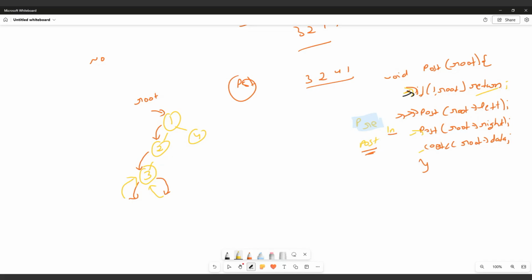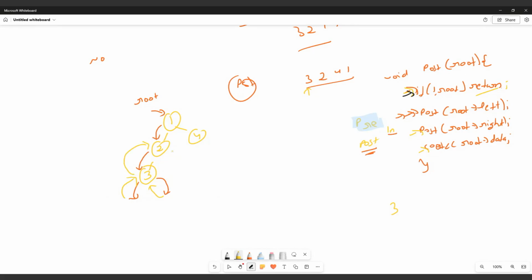Now this line would get executed: print the root's data. What is the current root? 3. So it prints the root data, 3. In the post-order we are getting 3. Now the function body has been executed. When does function execution stop? Either we hit the return statement or the function body gets executed. So for this 3, the left is okay, the right is okay, and we have printed the data. Now it is going to return. For this left, we have done all the stuff, so we are moving back.